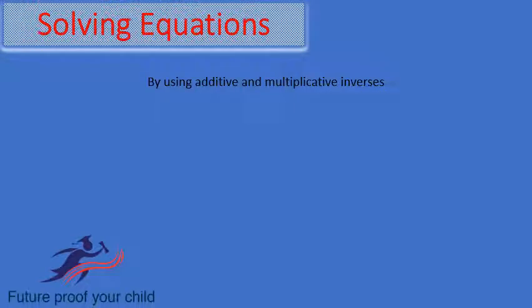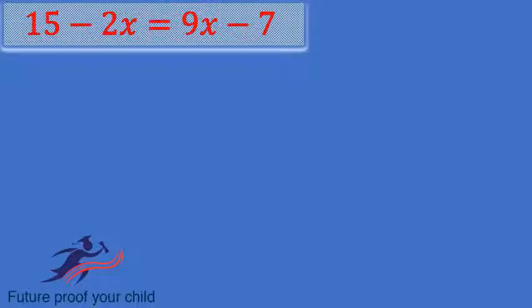Welcome to Solving Equations, and today we are going to look at using additive and multiplicative inverses. In the first question, 15 minus 2x equals 9x minus 7. I'm going to aim to get all the x's on one side, so I want to get rid of the 9x. I have to subtract 9x on both sides.